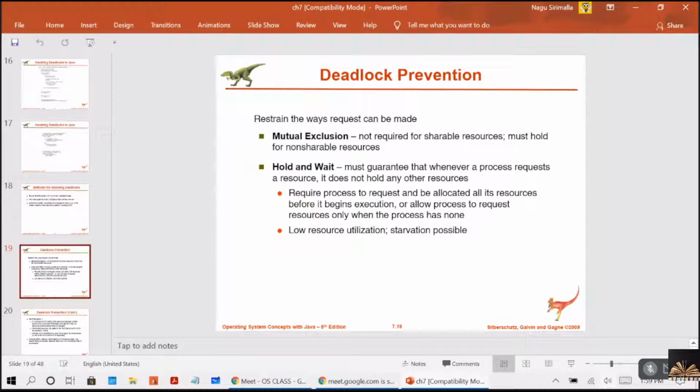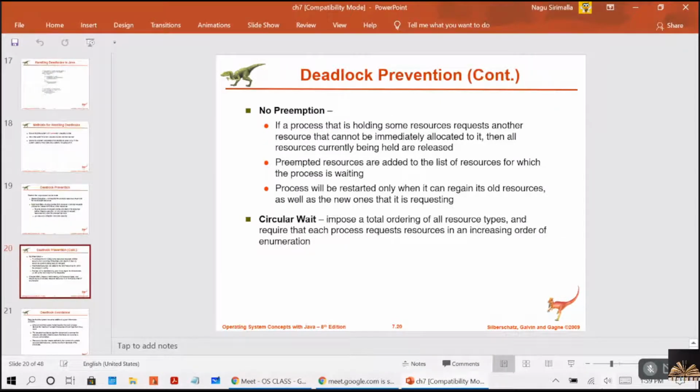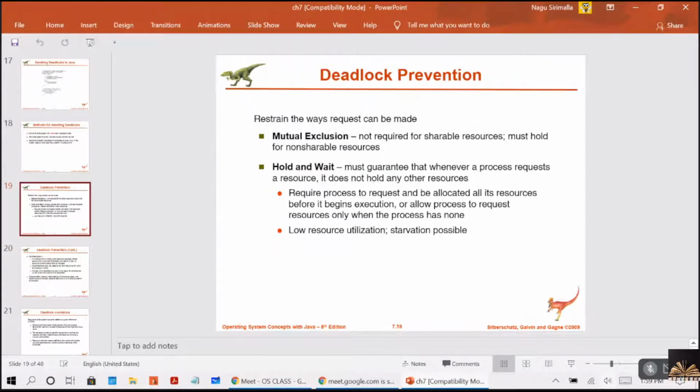Now let's start with deadlock prevention, right? How I am going to do deadlock prevention is restrain the ways requests can be made. That means mutual exclusion exists, and we must make sure it doesn't hold. If mutual exclusion holds, deadlock can occur. So we should make sure that this condition is not satisfied. Hold and wait also, we should make sure that hold and wait should not happen. Then no preemption also, we should make sure this condition is not satisfied. For circular wait also, we will do the same thing, right?